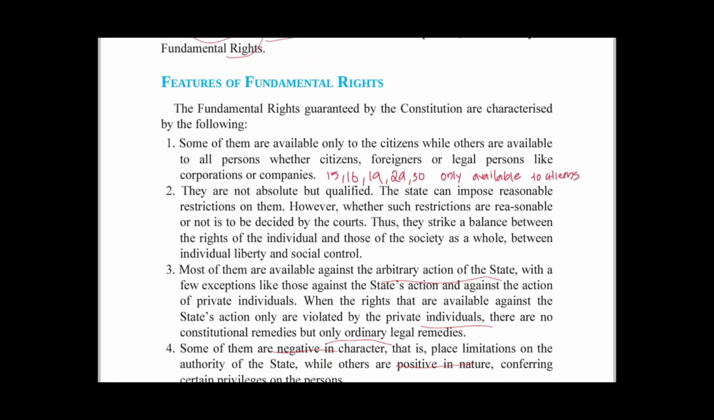Hi everyone, today we will see about the features of fundamental rights. We have 12 features listed in Lakshmikant Polity textbook. We will see one by one.